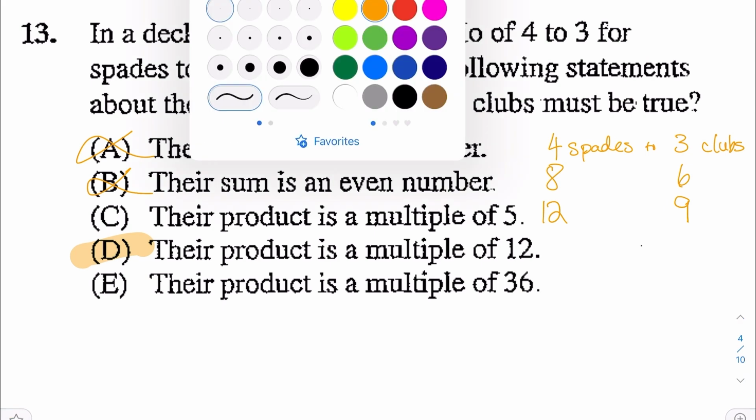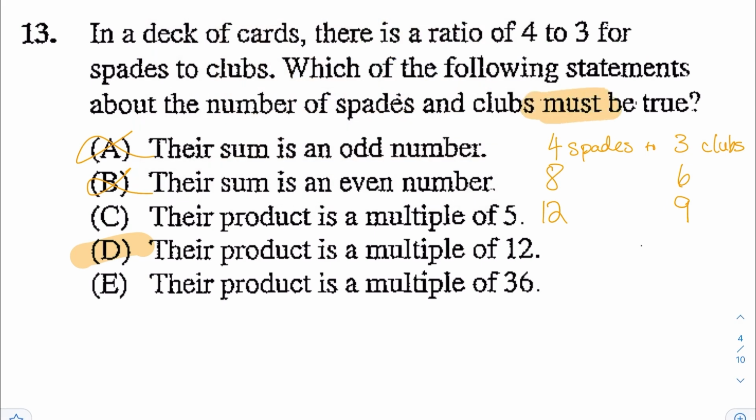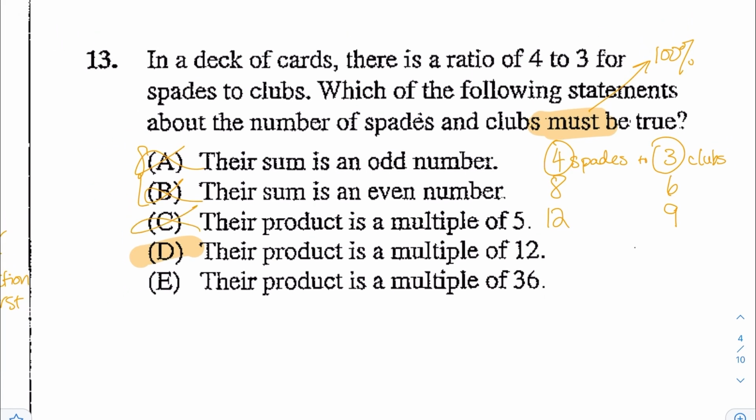Again, the keyword here is actually must, and must means 100% of the time true. So A and B are sometimes true, so we can't have that. Same thing for choice C. They have to have a multiple of 5. Well, 4 times 3 is not a multiple of 5. It's 12. 12 is not a multiple of 5, so choice C is wrong. 12 is, in fact, a multiple of 12, so that could be it.